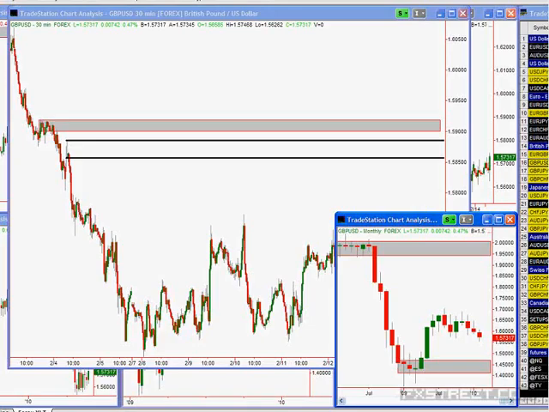Again, if we were right on top of that larger time frame demand, probably wouldn't be looking for supply levels. Okay. But we've got quite a ways to go. All right.